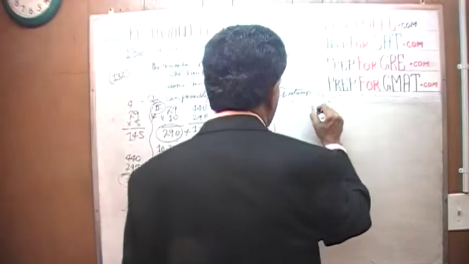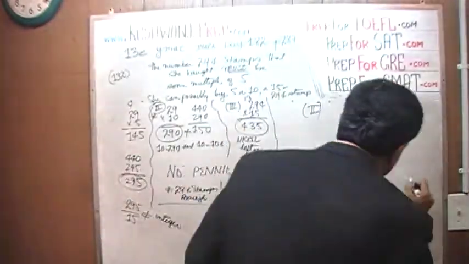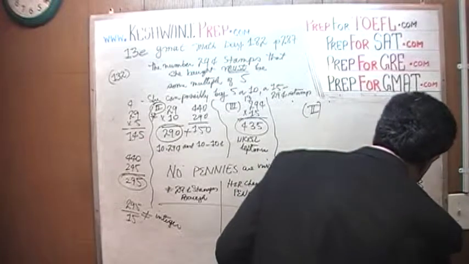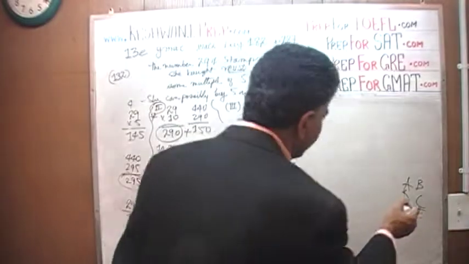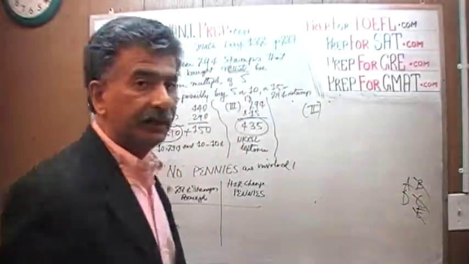Let's look at the second statement. So the first statement does the job. A, D, B, C, E. Because the first statement by itself we just found out does work, the answer cannot be B, C, or E. It will have to be either A or D.